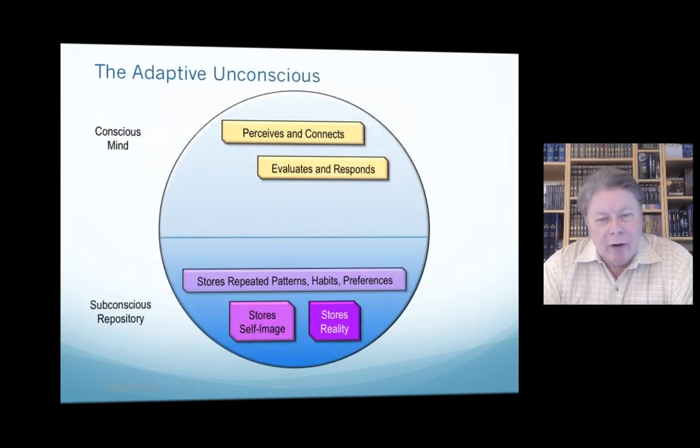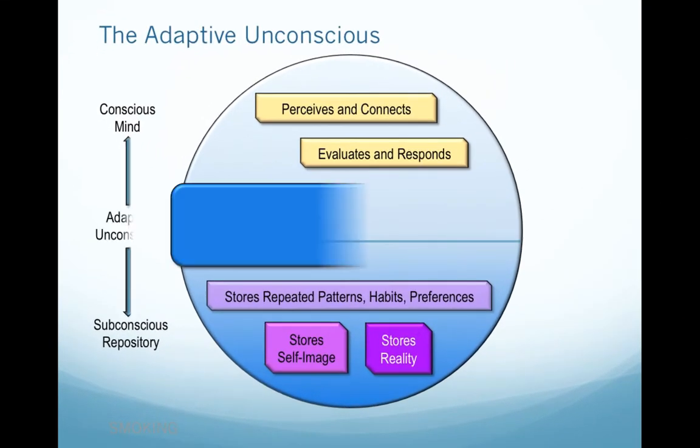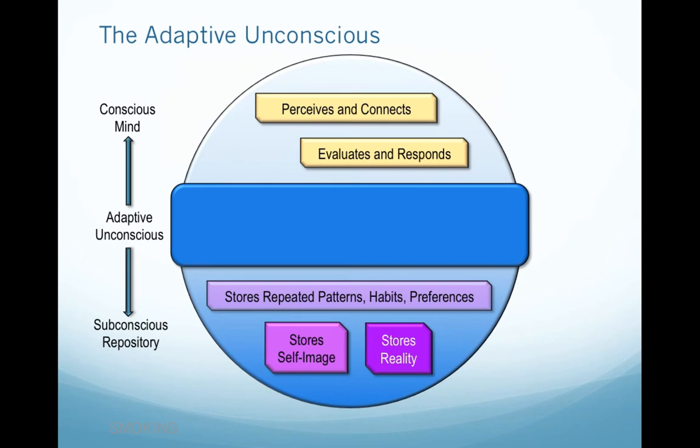So let's talk about the adaptive unconscious. It is something that actually functions in between your conscious mind and the subconscious repository. Recall that the conscious mind, as you gather perceptions and connect things to experience, evaluate and respond to them over and over again, as you repeat, the subconscious repository stores these patterns, these habits, stores your self-image, it stores reality. Once these things are stored, the adaptive unconscious works to regulate the worlds between. Its first job is to match the pictures. In other words, it wants to make sure that the outer world and the inner world match. How does it do this?